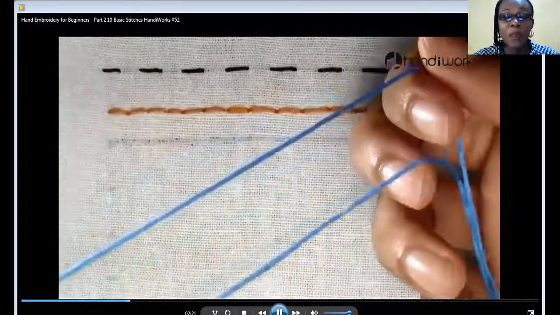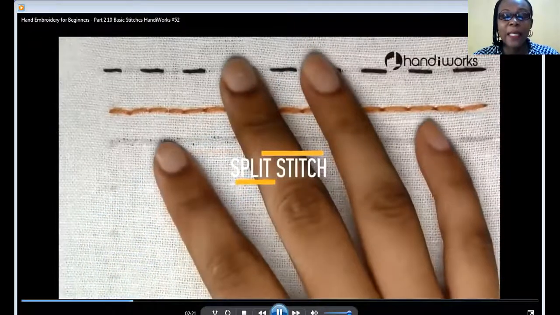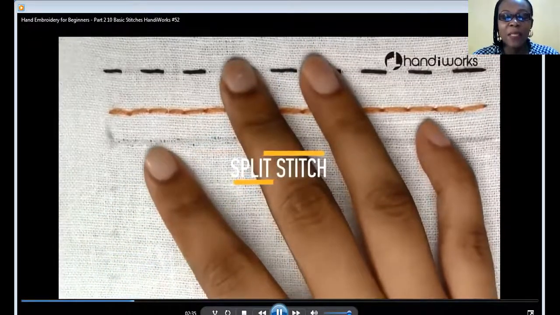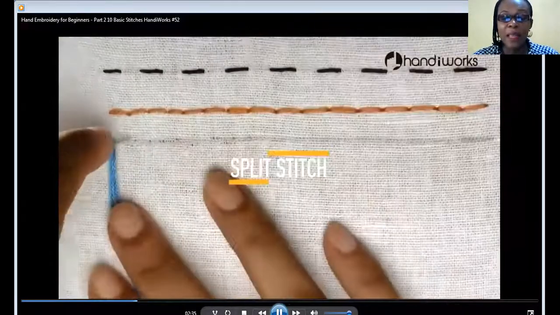It's done with back stitch. Now it's about starting split stitch. Split stitch. Let us watch her closely. It started from the back.